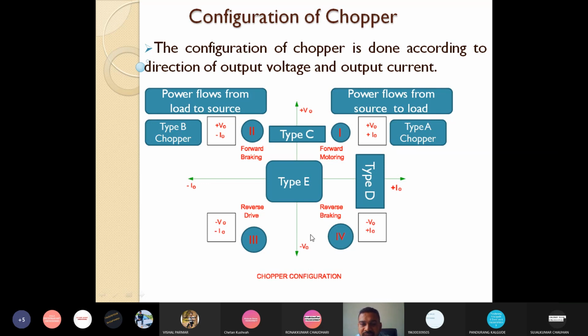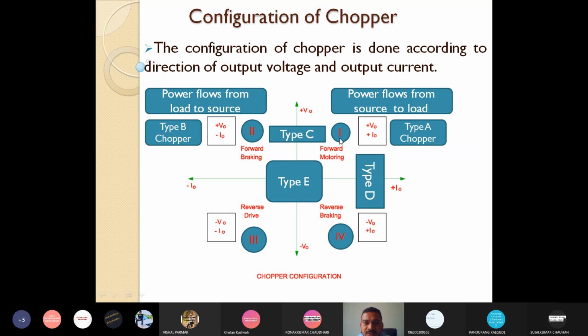In the fourth quadrant we have a negative output voltage, but the output current is positive. Understood? So in the fourth quadrant the output voltage is negative whereas the output current is positive. This is the fourth quadrant and it is known as the reverse braking.